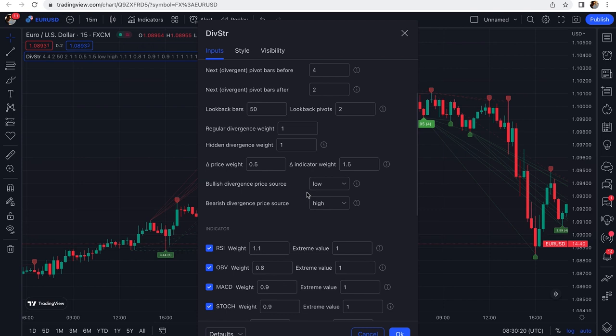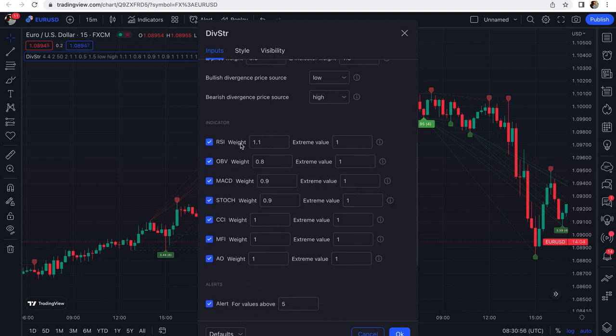For example, for magnitude of price change and for magnitude of indicator change, and also for each indicator, you can see that a weight is assigned. For example, here RSI has the highest weight among others. The default setting works pretty well, but you can adjust the weight based on your trading strategy so it will better match your whole analytical process.